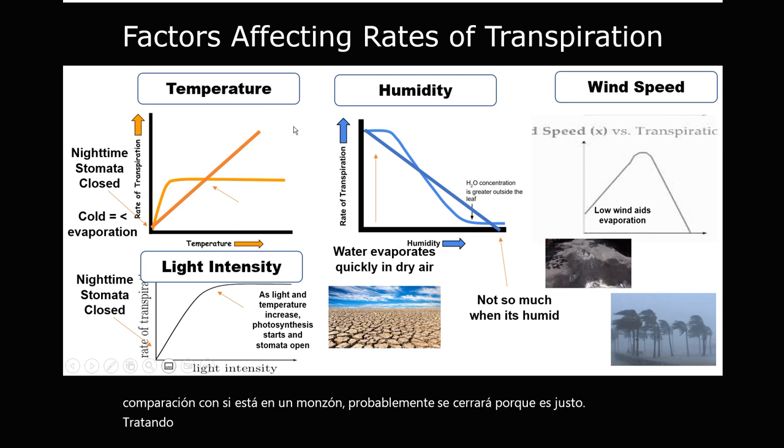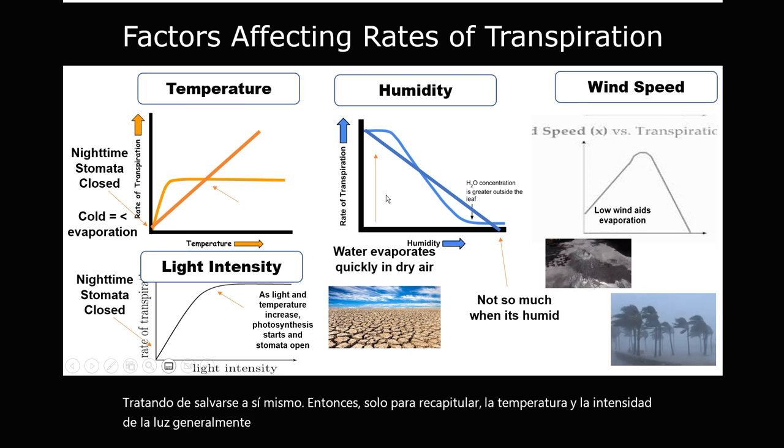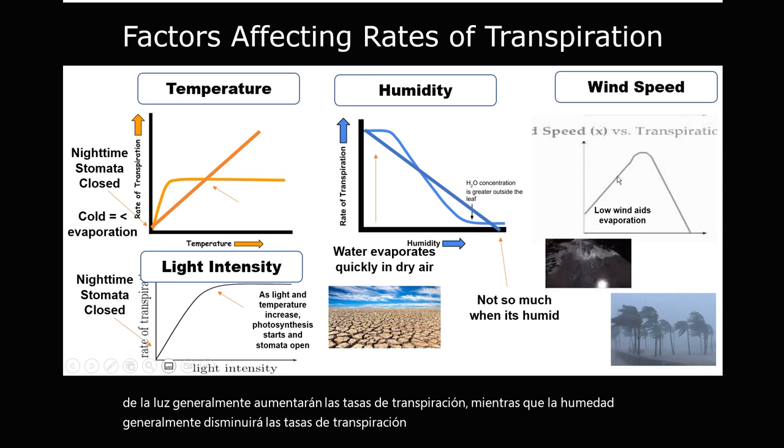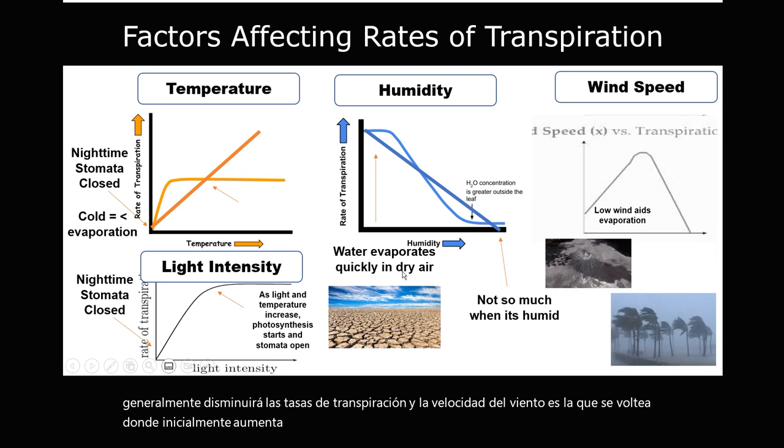So just to recap, temperature and light intensity are generally both going to increase rates of transpiration, whereas humidity is generally going to decrease rates of transpiration, and wind speed is the one that kind of flips, where it's initially increasing to a certain point and then will start to decrease rapidly.